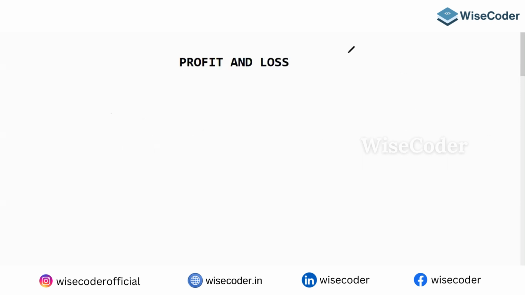Please write down question number one. By selling an article for rupees 810, Abhi gets a loss of 10%. Find the cost price.